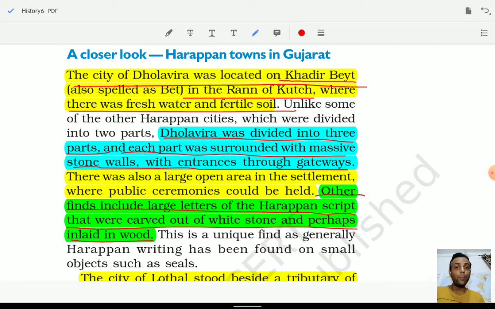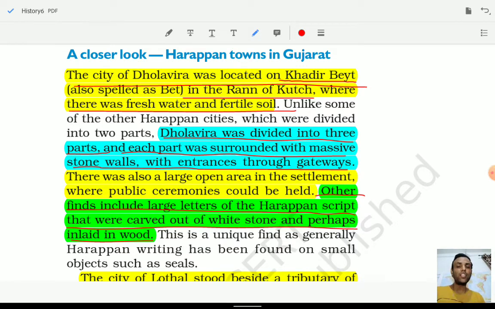Geography becomes really important to understand because these days UPSC and other examinations have moved towards asking questions which are more related to geography-based historical events or historical places, right? So they ask geography by using historical events or historical places. It was found in the Rann of Kutch where there was fresh water and fertile soil. So pay attention: fresh water, fertile soil in the Rann of Kutch, Khadirbet.